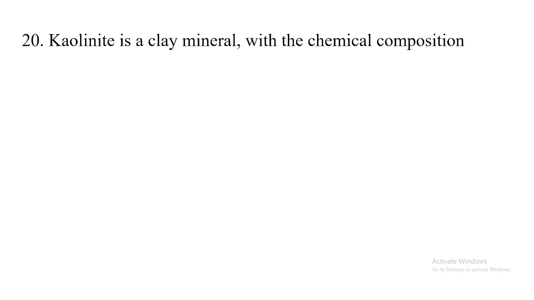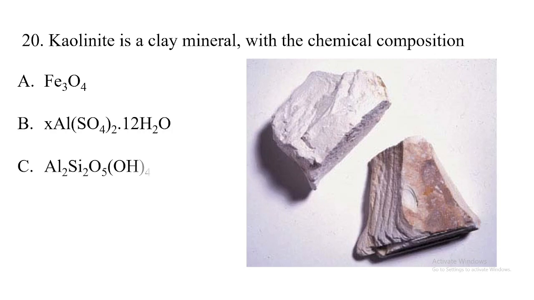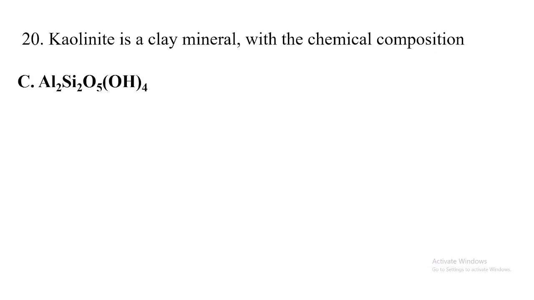20. Kaolinite is a clay mineral with the chemical composition of, here it is iron and oxygen, here hydrated aluminium sulfate, here it is aluminium, silicon, oxygen and hydroxy group, and both B and C. You have to choose the right answer. Which of the following is the chemical composition of kaolinite? The right answer is C. There is aluminium, silicon, oxygen and hydroxide group.